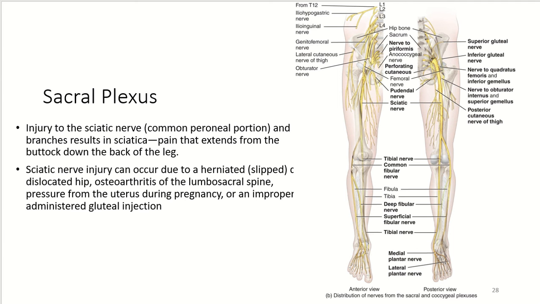Sometimes osteoarthritis of the lumbosacral spine can put pressure on the sciatic nerve, as well as pressure from a uterus during pregnancy, or possibly from an improper administration of a gluteal injection, or a shot in the butt. So all of these things can cause sciatic nerve pain or sciatic injury, which can be quite uncomfortable.